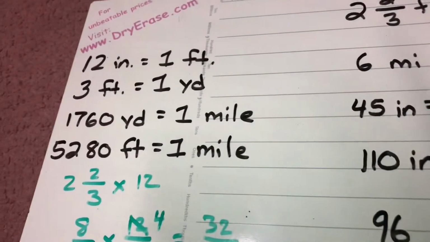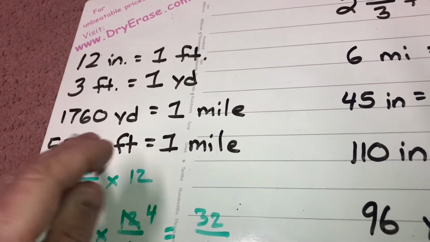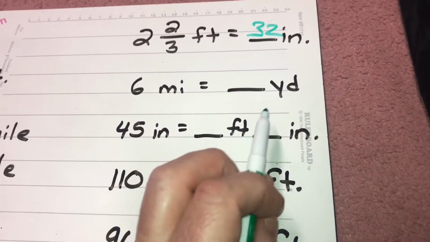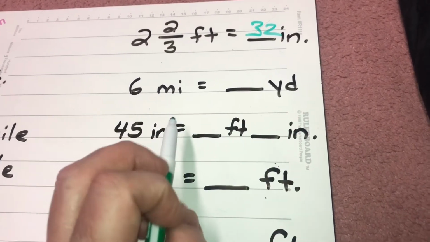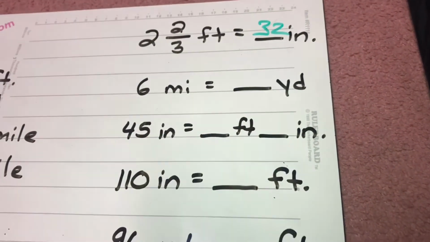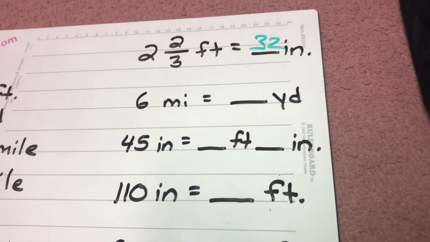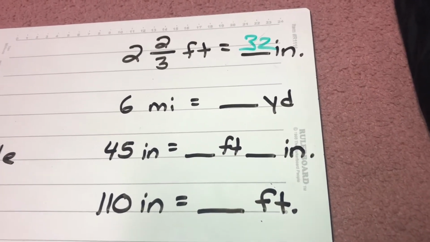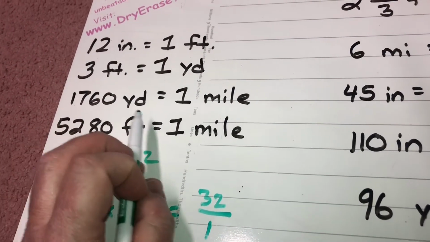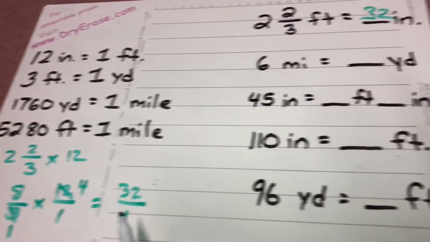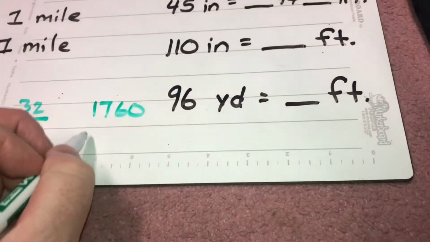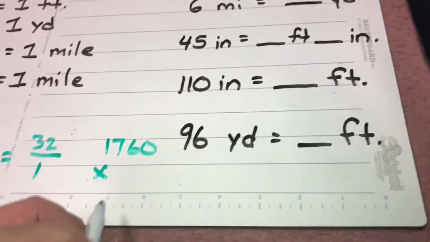Well, 6 miles equals blank yards. Well, I wanted to understand the relationship between yards and miles. Here it tells me that 1,760 yards equals 1 mile. So if it takes 1,760 yards to make 1 mile, that tells me that my measurement is getting smaller, because 1 mile is bigger than 1 yard. My measurement is getting smaller, which means my number is getting bigger, so I'm going to multiply. What am I going to multiply by? Well, since it's 1,760 yards to make 1 mile, I'm going to multiply by 1,760. So I'm going to come over here, 1,760 multiplied by 6 miles.